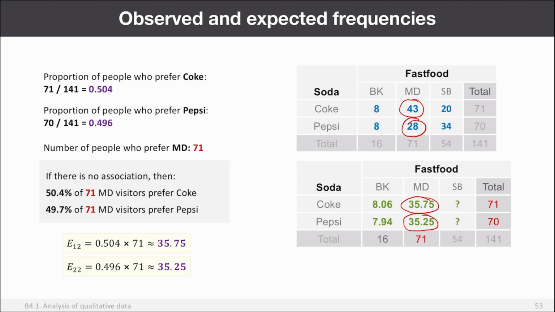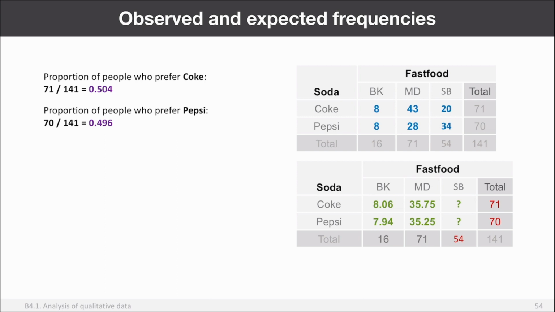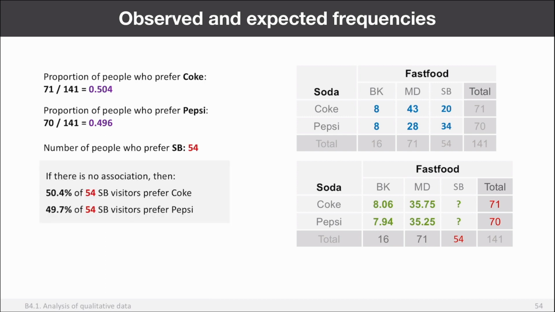Is it large enough to assume that our initial null hypothesis is wrong? We don't know yet. Let's continue. Final case. So 54 for Sunset Boulevard, the same idea. We compute 50.4% of 54, and that will give us the expected frequency here.